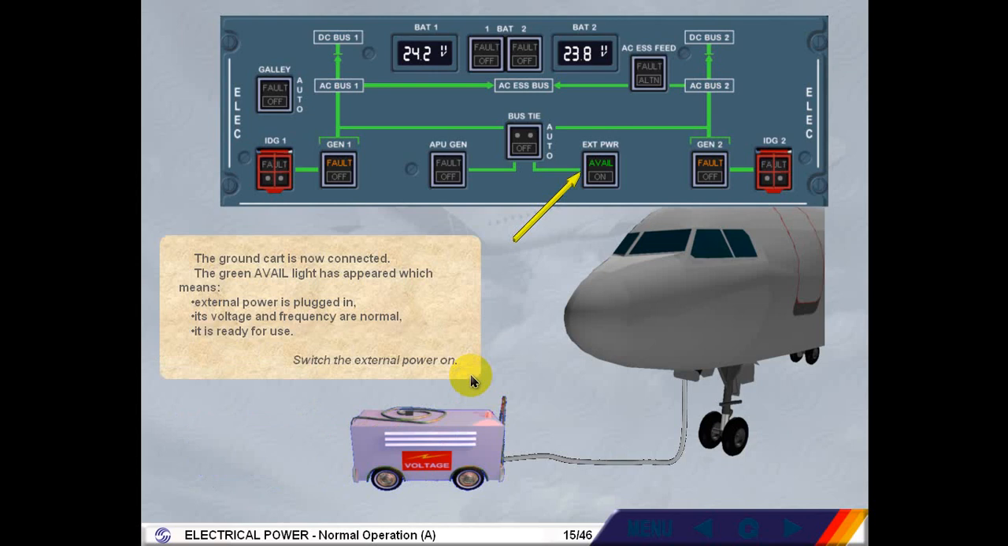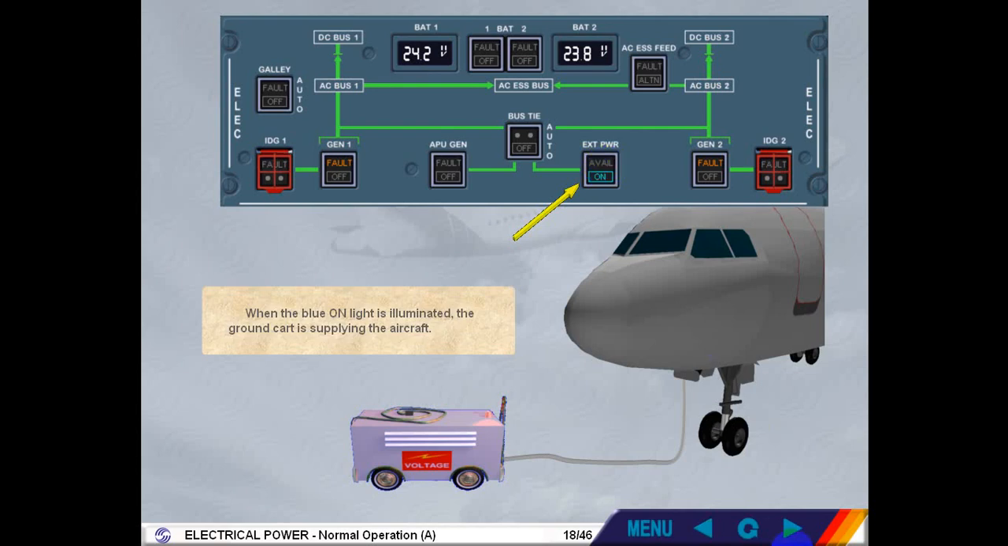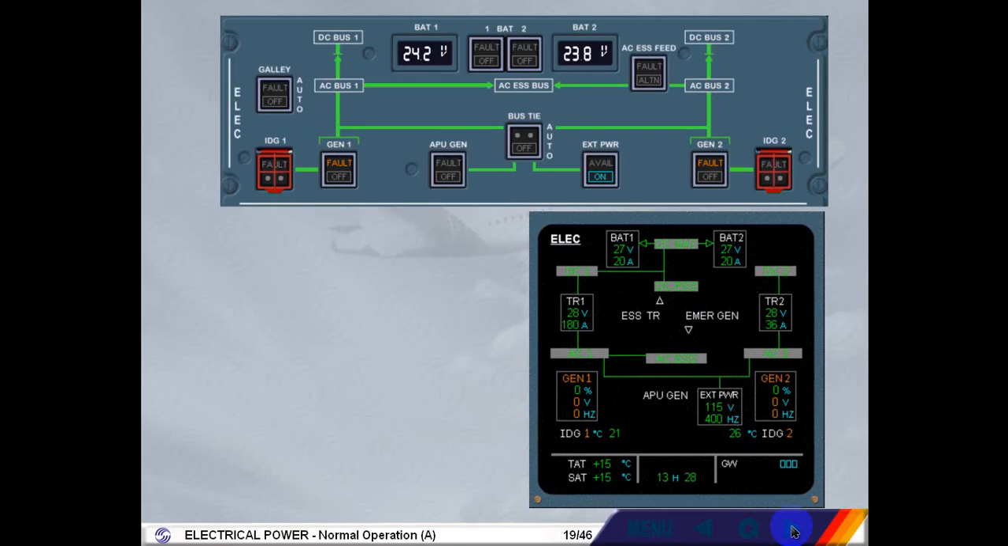Switch the external power on. When the blue on light is illuminated, the ground cart is supplying the aircraft. The ECAM electrical page has been called for you. We can confirm that the external power is supplying normal voltage and frequency because the parameters shown on ECAM are green.